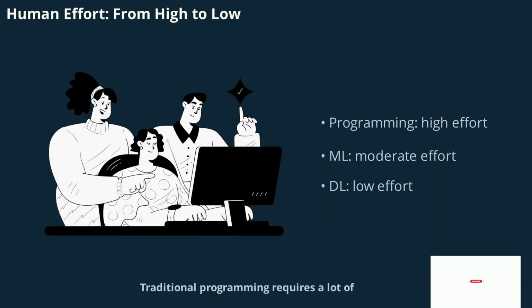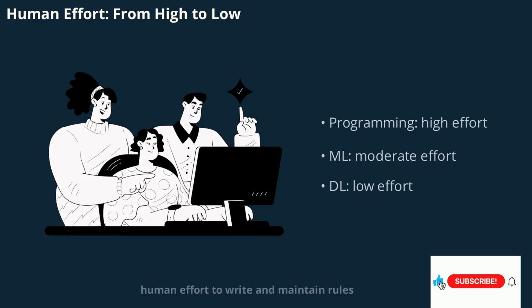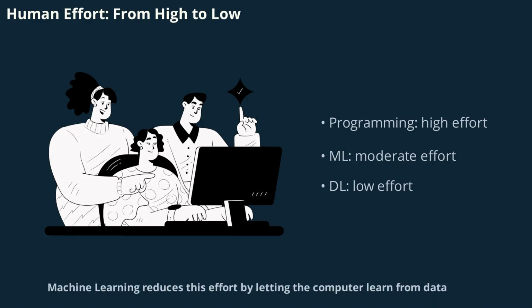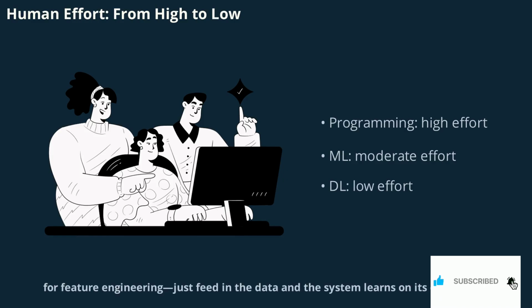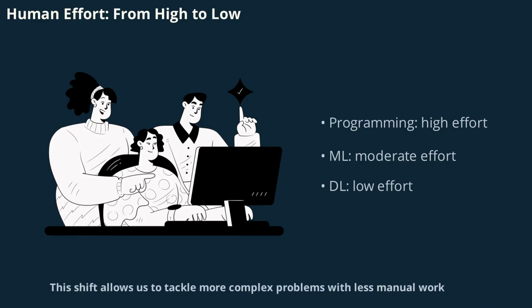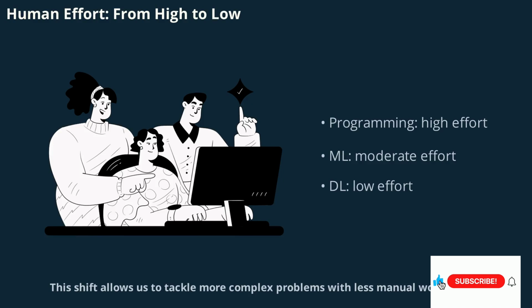Traditional programming requires a lot of human effort to write and maintain rules. Machine learning reduces this effort by letting the computer learn from data, though humans still need to label examples. Deep learning requires the least human effort for feature engineering. Just feed in the data, and the system learns on its own. This shift allows us to tackle more complex problems with less manual work.